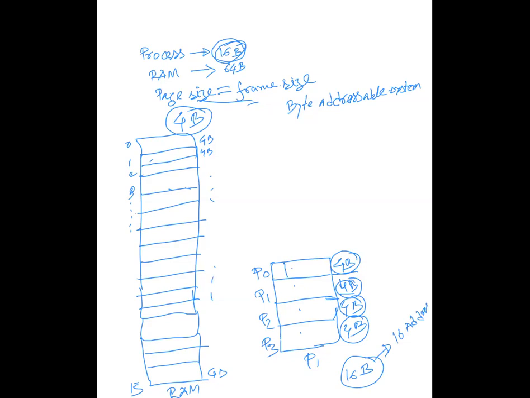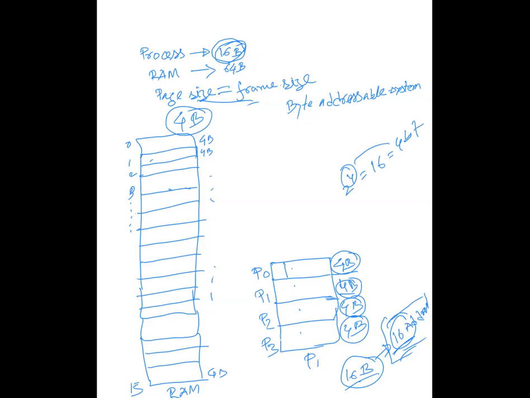Another is a word addressable system. In that case, each word in your process has its unique address. Let's say this is a byte addressable system for simplicity. So 16 bytes require a total of 16 addresses. How can we decide how many bits are required for addressing 16 addresses? 2 to the power 4 equals 16, so we need a total of 4 bits.